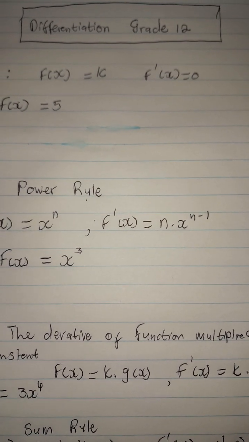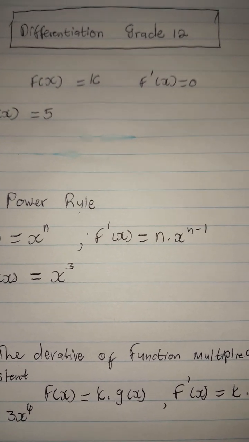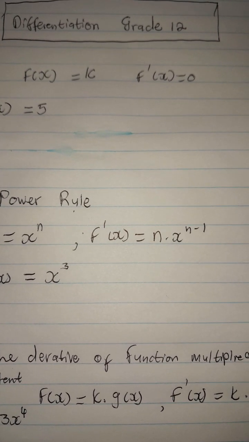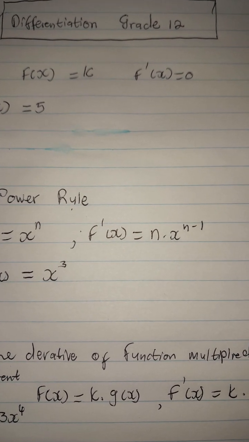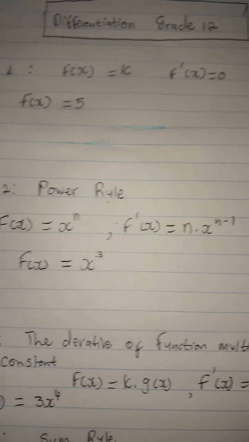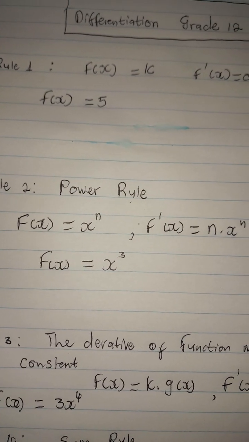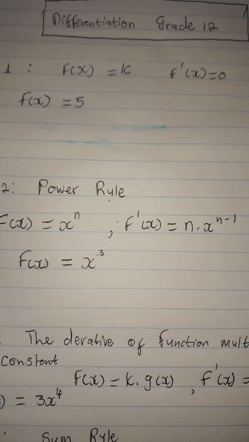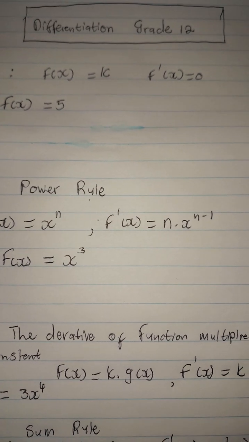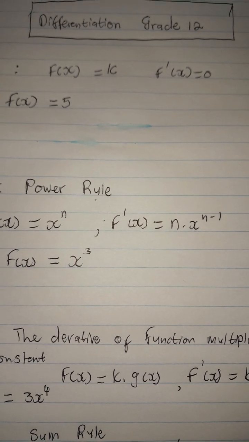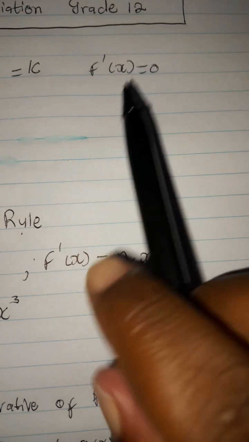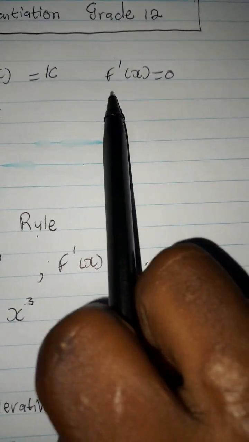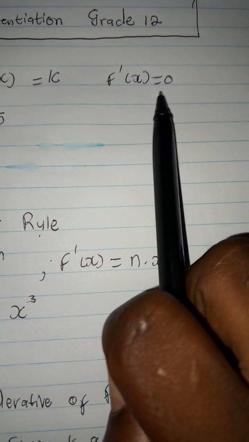In this video, we are going to learn about differentiation, grade 12. There are 5 rules that we are going to focus on. First rule, it's the derivative of a constant, where k is the constant. That will always be 0. So whenever you derive a constant, always equate it to 0.